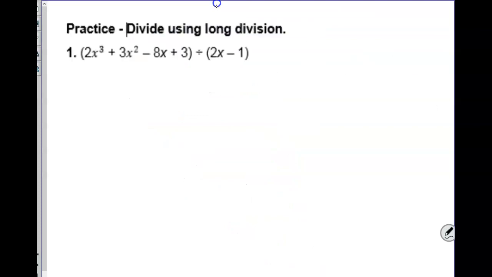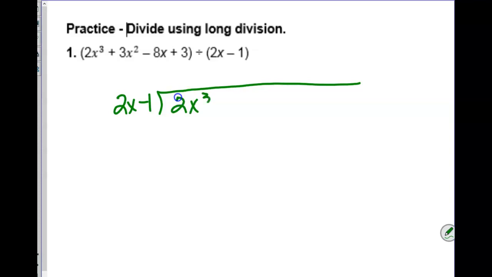All right. I am going to skip down to problem number 1 on your worksheet. I don't know where this is, but go with me, please, to problem number 1. First of all, how do I write it? 2x minus 1 out here, and 2x cubed plus 3x squared minus 8x plus 3 inside of there. Did I need any placeholders? No, because I had a degree 3 term, a degree 2, a degree 1, and a constant. We're good. Okay, 2x needs to become exactly 2x cubed. What would it need to multiply by?